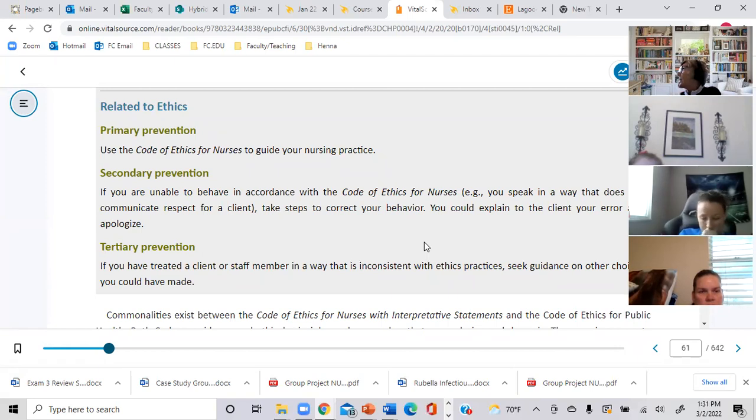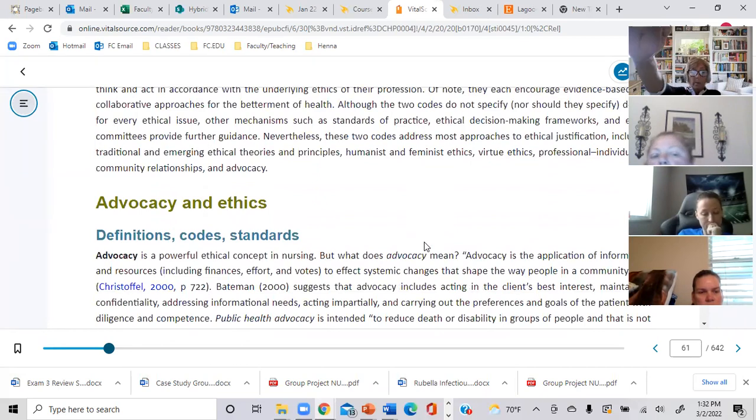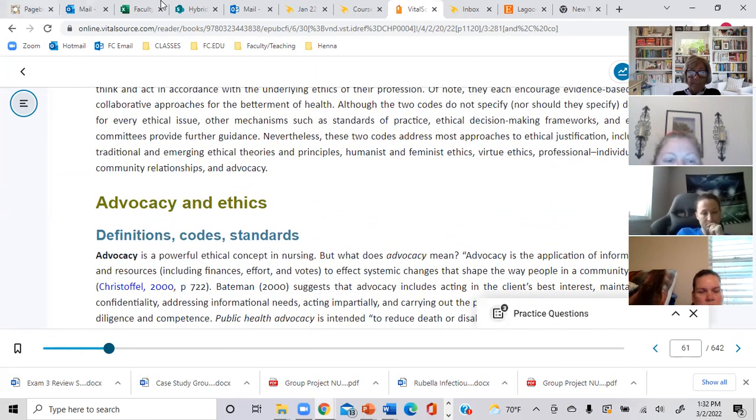what's the word I want? How they can update, that's not the word I want, but how they can, somebody help me with the word, rethink the way they're practicing. Okay? Does that make sense? So again, this is taking your levels of prevention and trying to think about it in a way that has to do with ethics. Okay? All right. That's all I'm going to talk about with ethics.